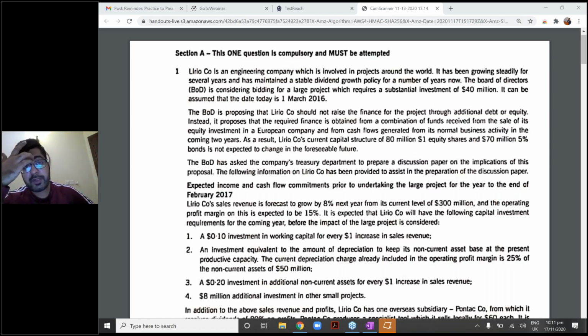Lirio Company is an engineering company which is involved in projects around the world. It has been growing steadily for several years and has maintained a stable dividend growth policy for a number of years. The board of directors is considering bidding for a large project which requires a substantial investment of $40 million. It can be assumed that the date today is 1st March. Okay, so today's date is 1st March.